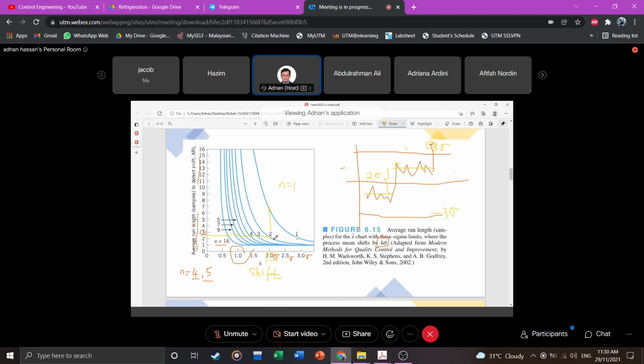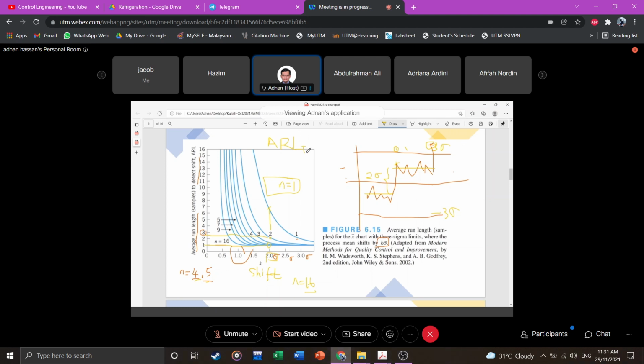But if I take a bigger n, for example, n equal to 16. This is a lot, every sample you take 16. Normally we take only 4 or 5, but now let's say we take 16. You're going to detect immediately. The first time they're out, we already detect. So n will influence the detection of ARL 1.